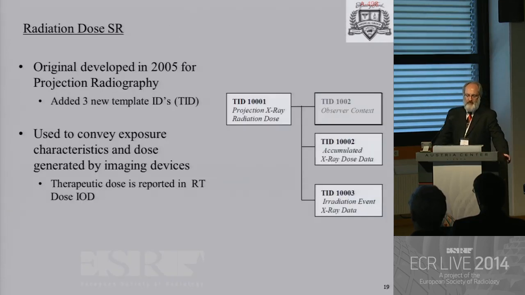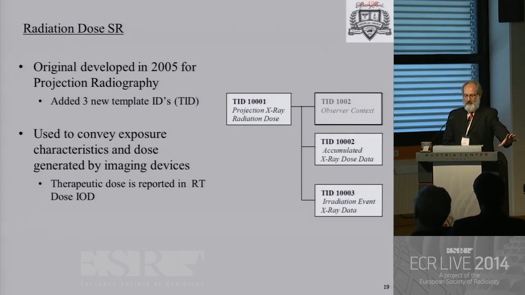So what are in these templates? Well, if we specifically talk about the radiation dose structure report, it was developed in 2005, and it really only had 3 templates. It had this observer context that is sort of like the patient information and the operator information.